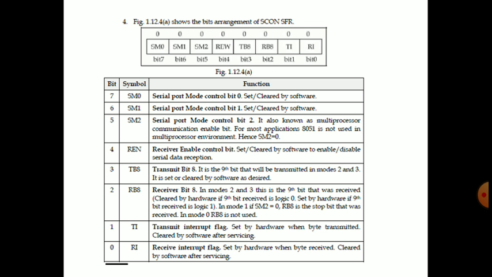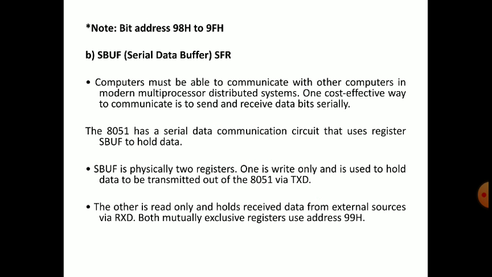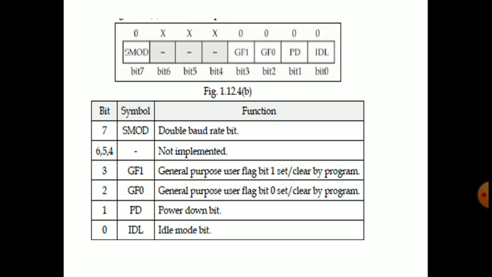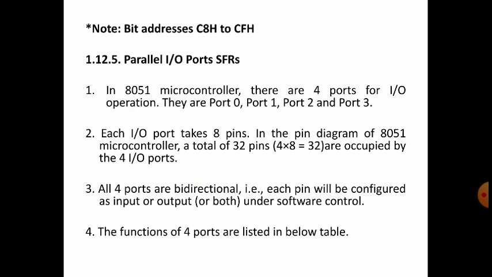Serial control, again the bit pattern: SM0, SM1, serial port mode control, and bits 0, 1, 2, TB8, RB8, TI and RI. Transmit interrupt flag and receive interrupt flag. Not two flags at a time; only one flag is activated, that is, only one interrupt is activated. And SBUF, the serial data buffer. So we have discussed SBUF also, and the PCON SFR, PCON's bit pattern.